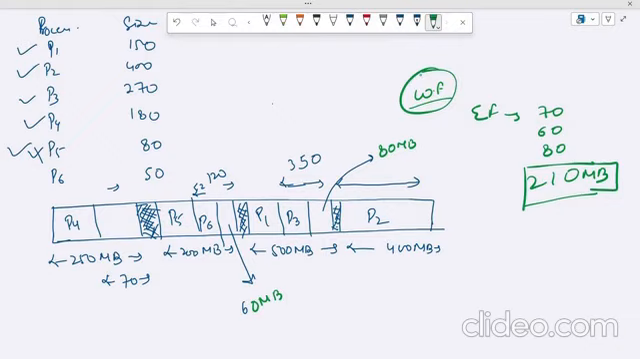So I hope you understand this question and all the dynamic partitioning concepts: external fragmentation, compaction, and the problem of compaction. Okay, so this is all about contiguous memory allocation.